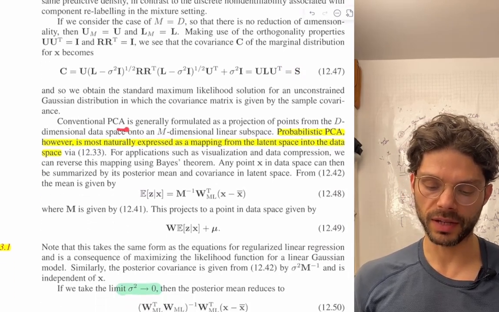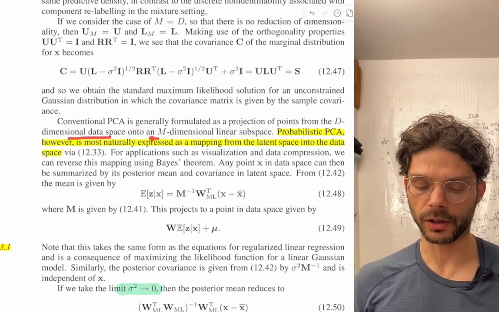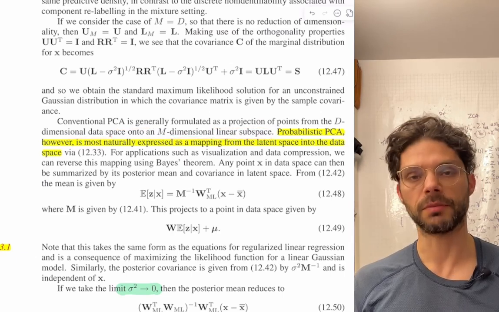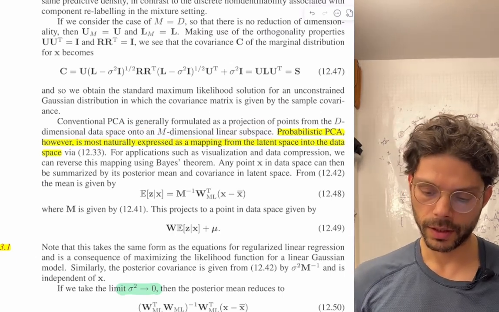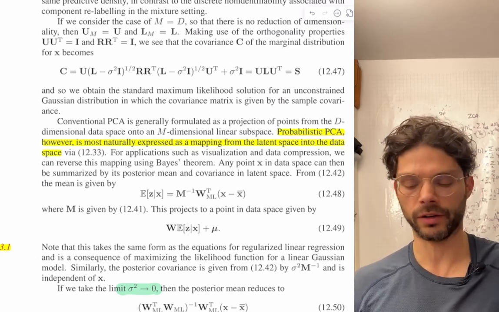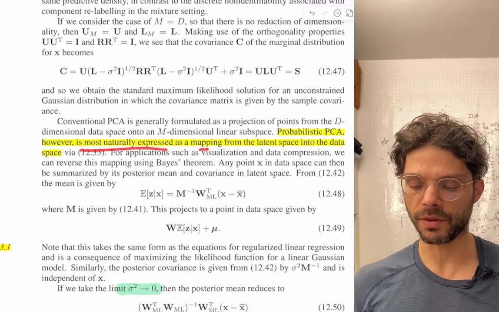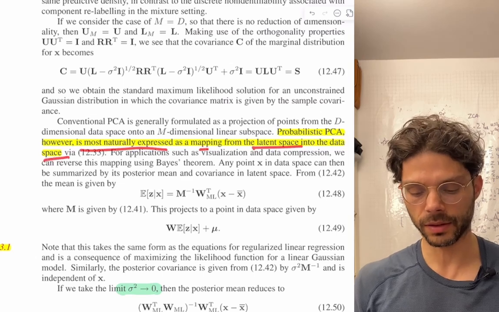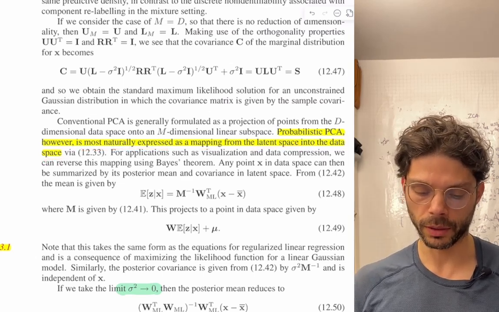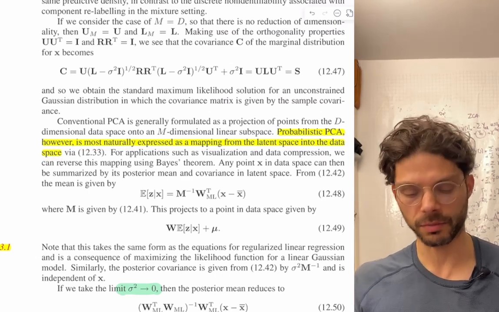Okay, conventionally, PCA is generally formulated as a projection of points from the d-dimensional data space onto an m-dimensional linear subspace, right? We're always thinking about projecting down, but probabilistic PCA, and also many of these generative perspectives, is most naturally expressed as a mapping from the latent space into the data space via 12.33. So that was the Wz plus mu, etc.